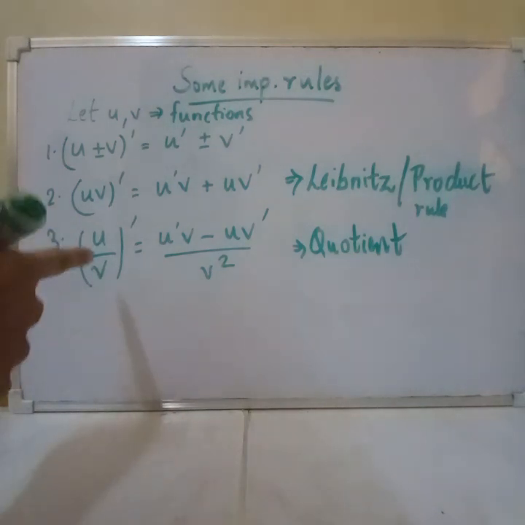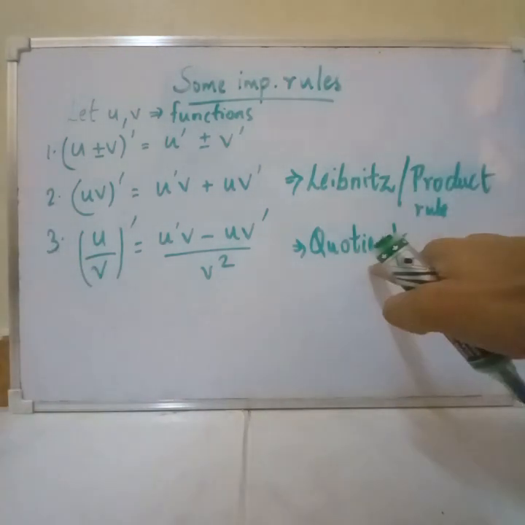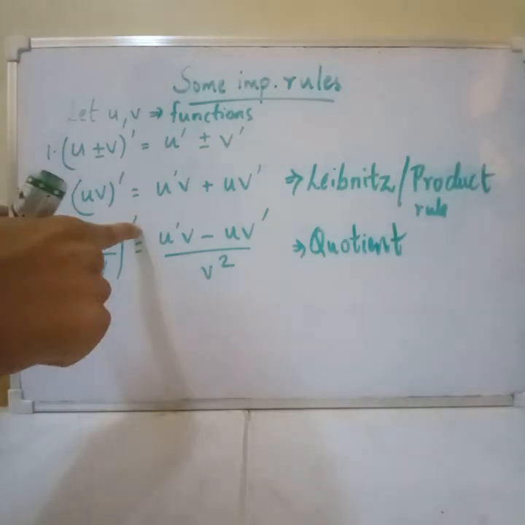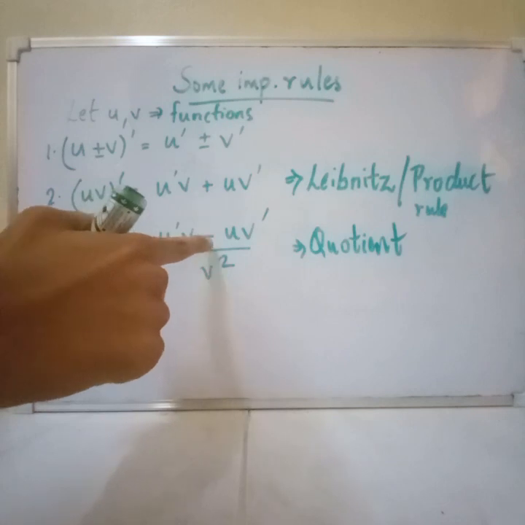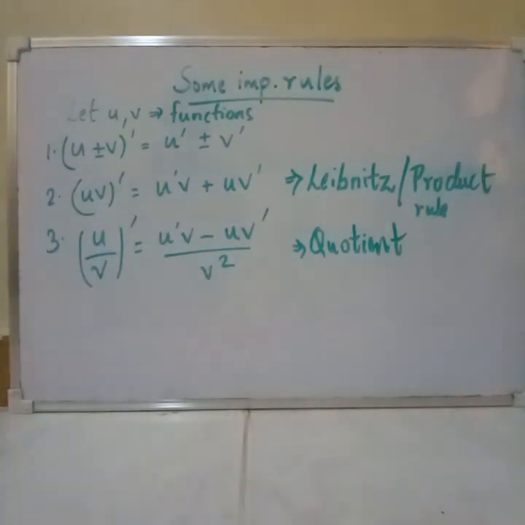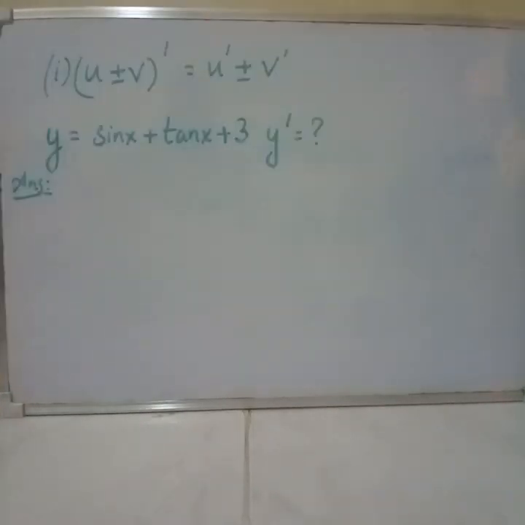For division, we have another rule called quotient rule. So when we are having u by v the whole dash, it will be u dash v minus u v dash by v square, the denominator squared. So now using the first rule I have told you, we'll be discussing a question here.